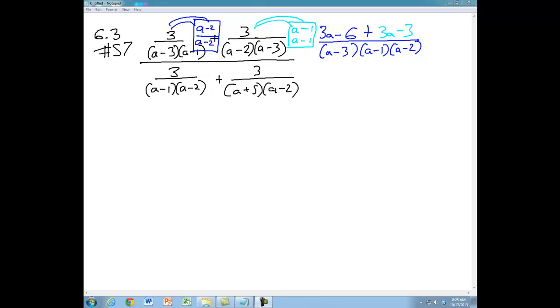Now the bottom fraction, I'm going to do the same things. I'm going to take a look at this part, and I'm noticing it has an a minus 1, a minus 2, and this has an a plus 5 and an a minus 2.